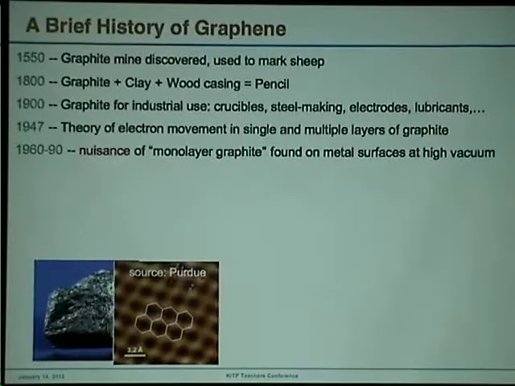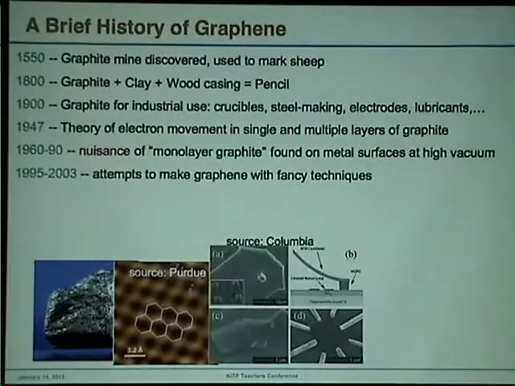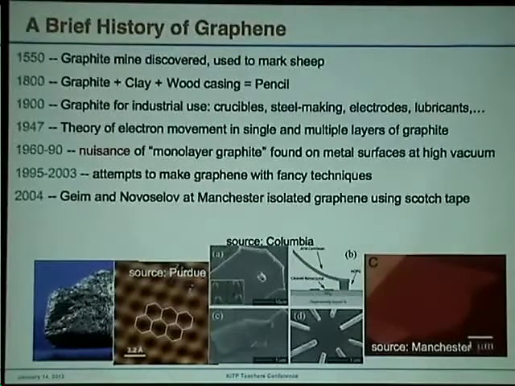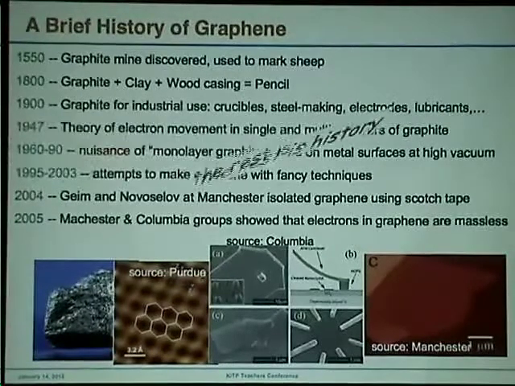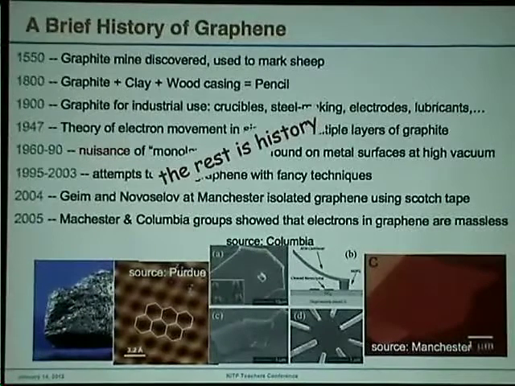so Eva can probably tell us this, but they found this very, very annoying because they really just wanted to study the metal surface. Okay, we'll come back to that later. From 1995 onwards, there were attempts to make graphene with very fancy techniques, like pushing things around with an atomic force microscope, a really tiny tip. There were various degrees of success. Of course, in 2004, Professor Geim and Novoselov at Manchester used a scotch tape technique. We already heard about it, and the rest is history.